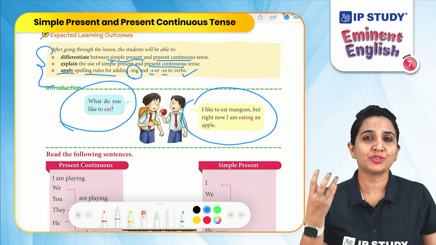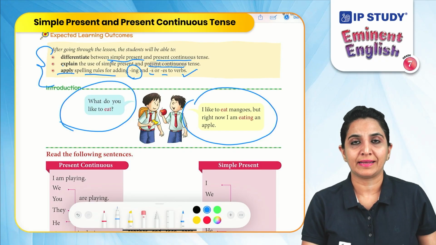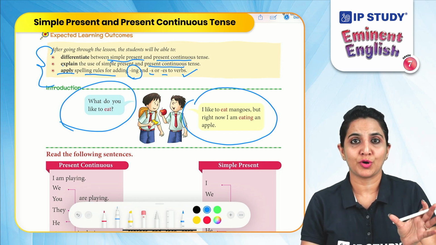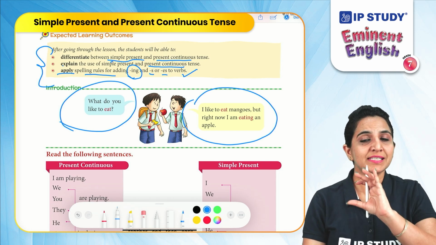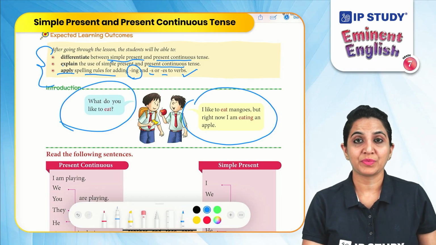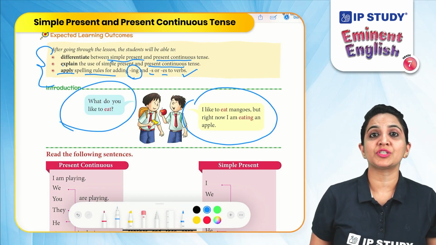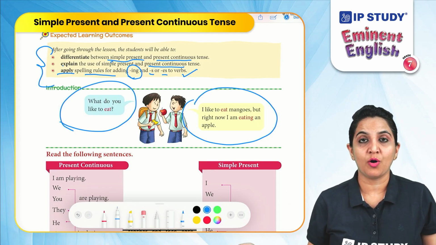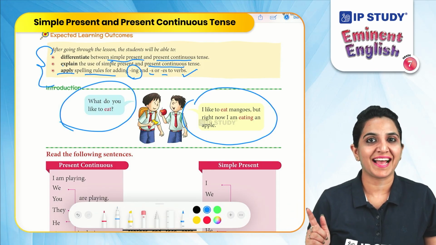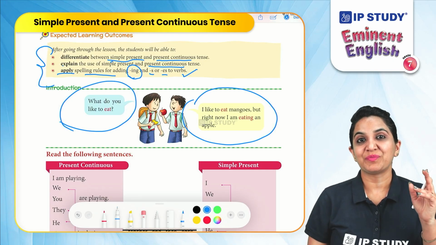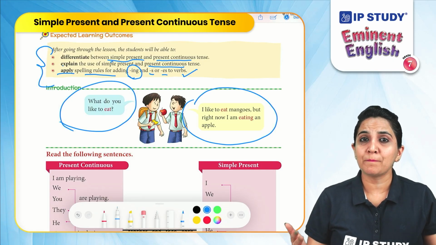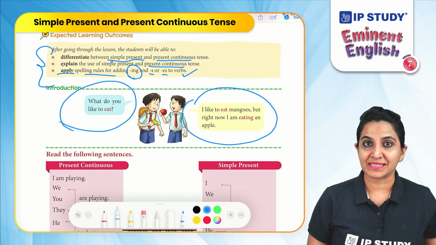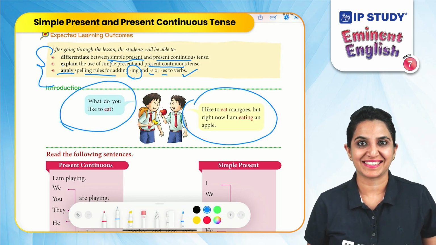Eating. So, did you observe a simple thing that when we used the verb as a part of a truth or a general habit, we just use the word as it is. But when it is used to express something that is happening right now, we add ing at the end. Before going forward, we will read some more examples and differentiate between simple present and present continuous tense.